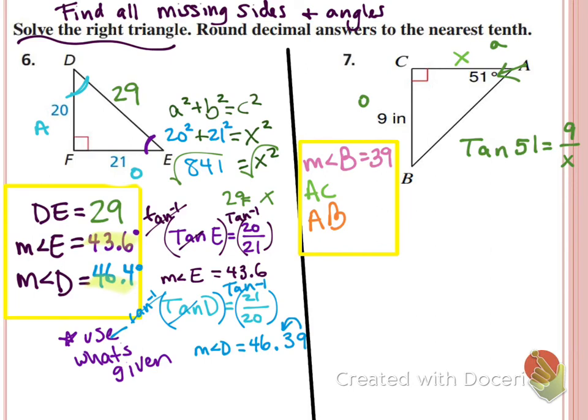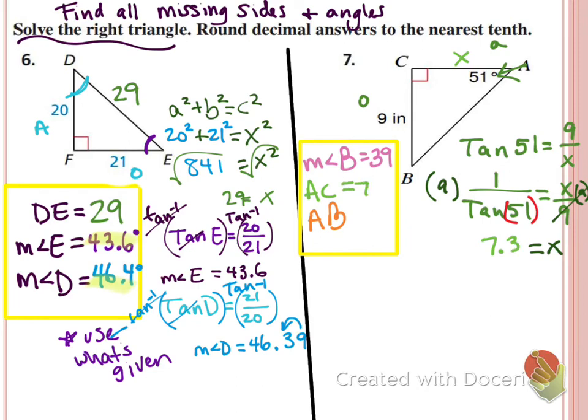So remember from the last section, when X is on the bottom, we have to flip both sides. Once X is on the top and 9 is on the bottom, you could then multiply both sides by 9. Then we will type it into our calculator. Be sure when you type it in your calculator, you close these parentheses. And we get 7.28, which is going to round to 7.3. So that's for AC.